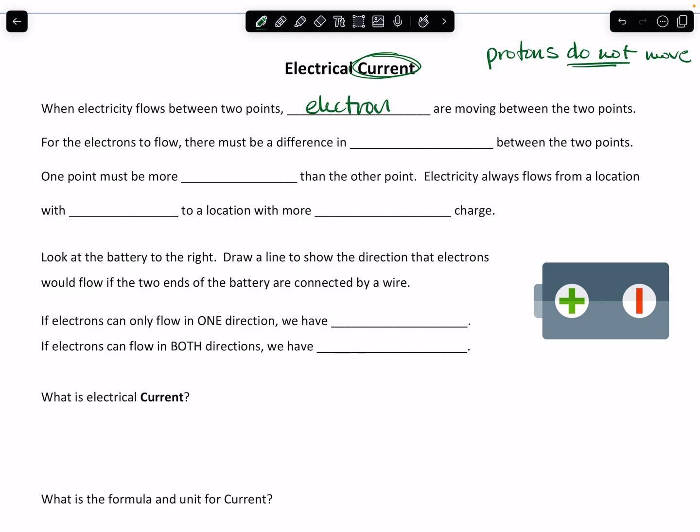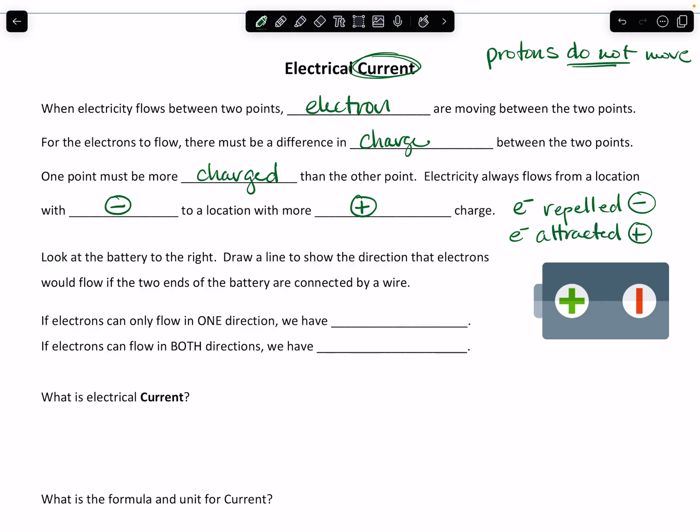For these electrons to move, though, there has to be a difference in charge between these 2 points. One must be more charged than another, and electricity tends to flow from a location with negative charge to a location with more positive charge, which makes sense because electrons are negative and they're repelled by negative charge. But those same electrons are attracted to positive charge. So you're going to move from an area with negative charge around to something with positive charge.